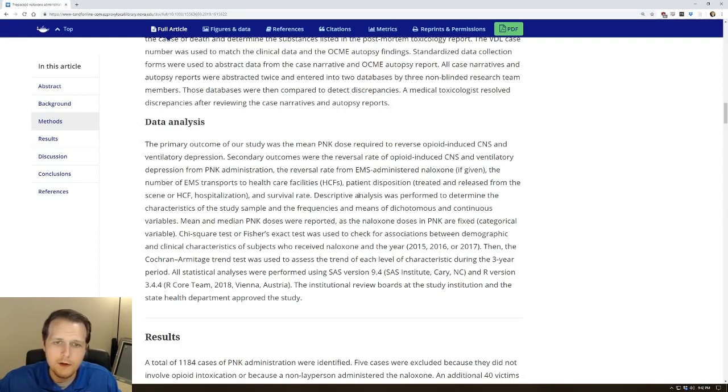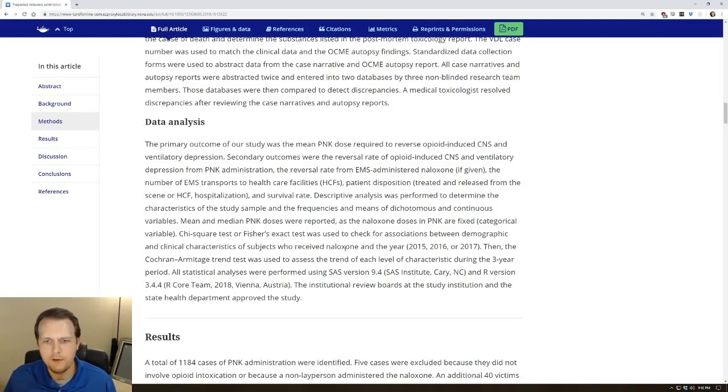So if you go back to a few videos ago, we talked about the difference between descriptive and inferential statistics there. And again, they're determining characteristics of the study. They're looking at frequencies. They're looking at means of dichotomous and continuous variables. We've covered this before, so you know what those mean. They looked at mean and median doses. They're looking at things like the fixed doses of the pre-packaged naloxone kits as a categorical variable. We know what that means. Chi-square tests were being used for looking for associations.